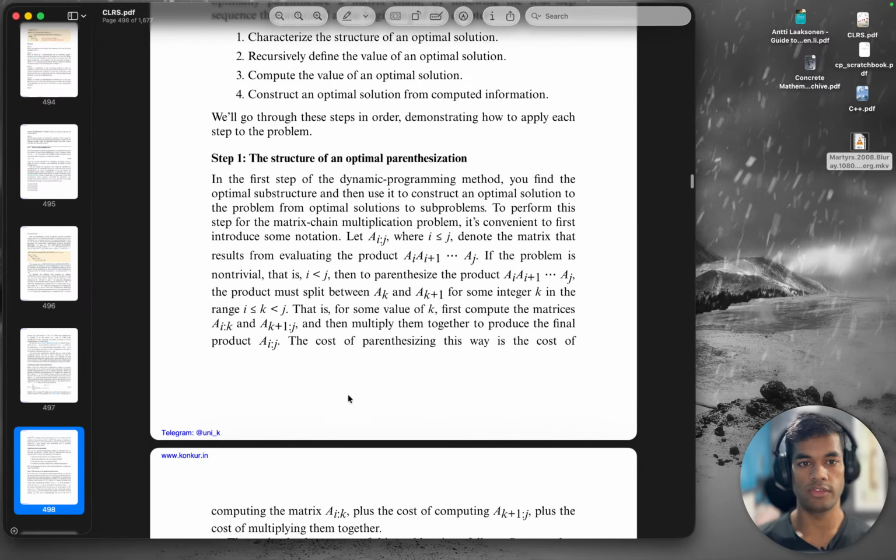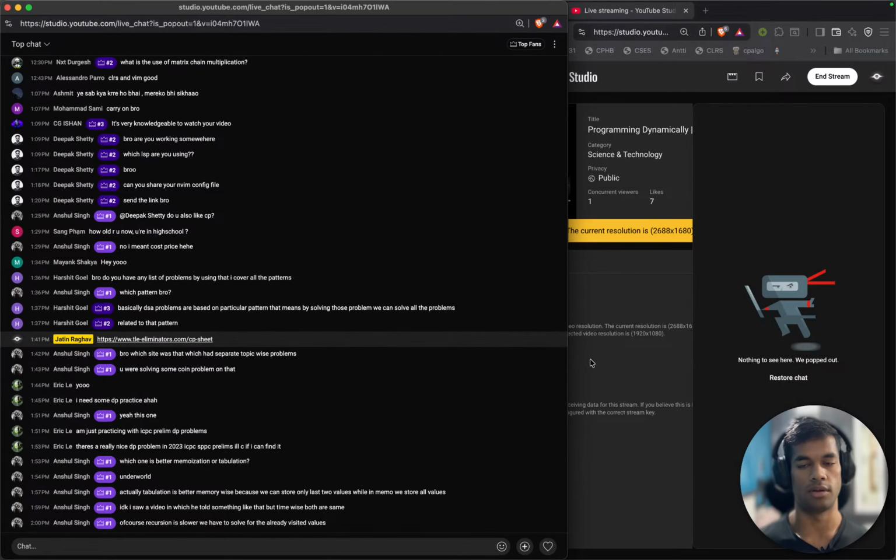So let's go through step one. What an optimal solution would look like. In the first step of the dynamic programming method, you find the optimal substructure. Then you use it to construct an optimal solution.